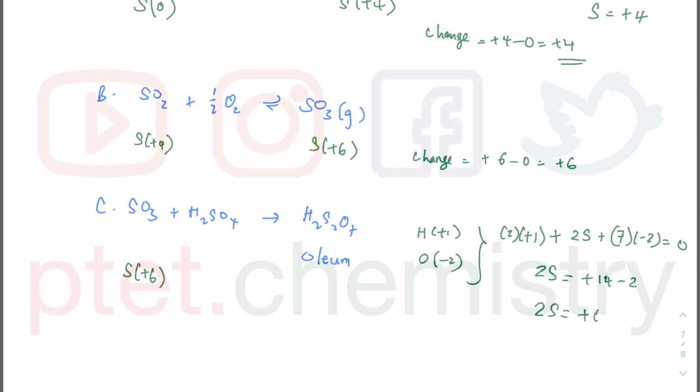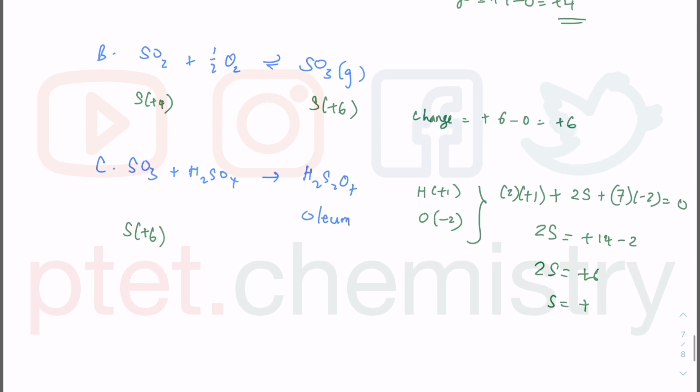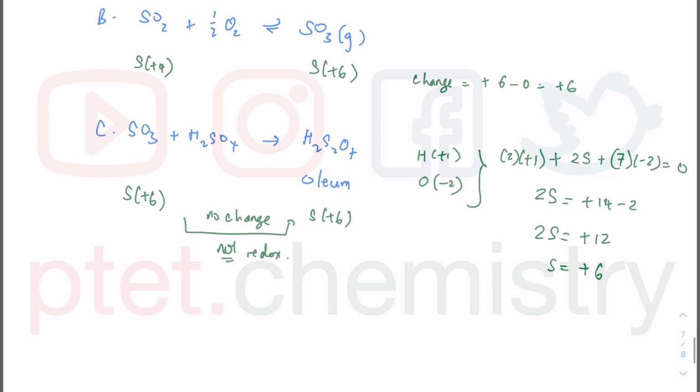2 sulfur is +6. Sulfur is, am I correct? No. +14 minus 2 is +12, and I get +6. So sulfur +6 here is no change. So this is not a redox. Not a redox at all because there's no change in oxidation state. So it's going to be 0. There's not going to be any change at all.